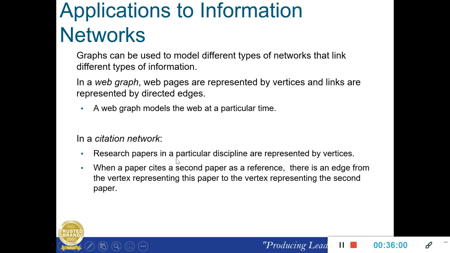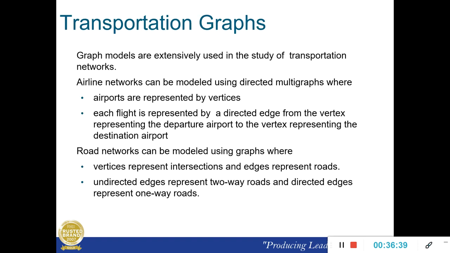In a citation network, research papers in particular disciplines are represented by vertices. When a paper cites a second paper as a reference, there is an edge from the vertex representing this paper to the vertex representing the second paper. I'm not sure whether you have used Google Scholar before. Maybe you can just search my name, and then you can see my papers, how many people cite my papers, and what papers I cite. You can also model that using graph theory.